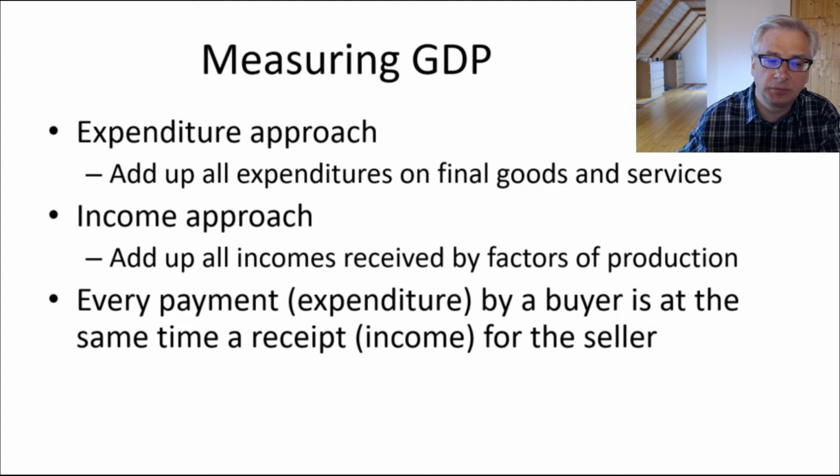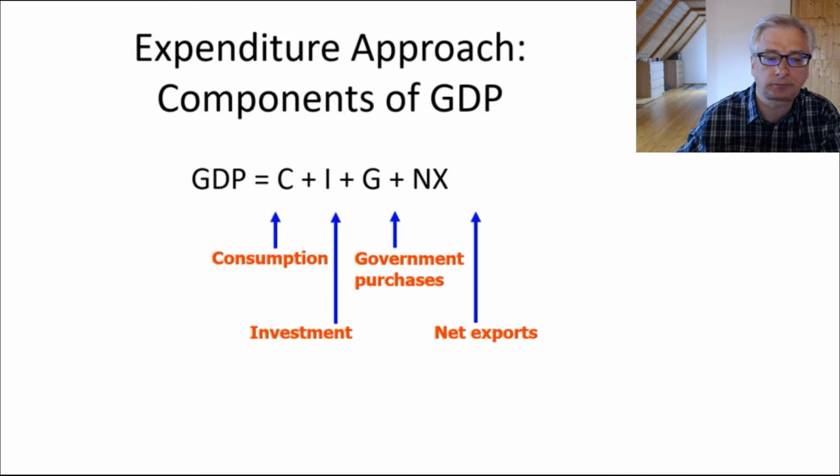Let's focus on the expenditure approach. It's more useful in many cases. So here you can see the four components of gross domestic product in the expenditure approach: C, consumption; I, investment; G, government purchases; and N, being net export. It would be good to say something important about each of those components.